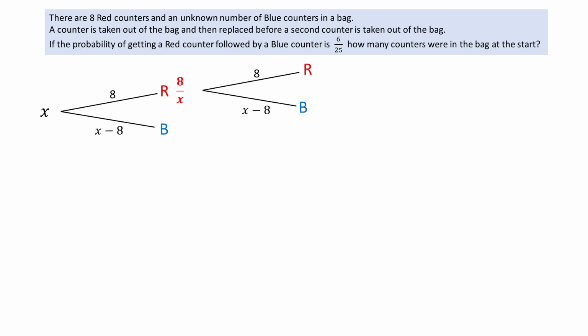The probability of picking a red counter is 8 over X, and the probability of picking a blue counter is X minus 8 over X. So the probability of picking a red counter followed by a blue counter is 8 over x times x minus 8 over x, which is equal to 6 over 25. Simplify by first multiplying out the bracket.